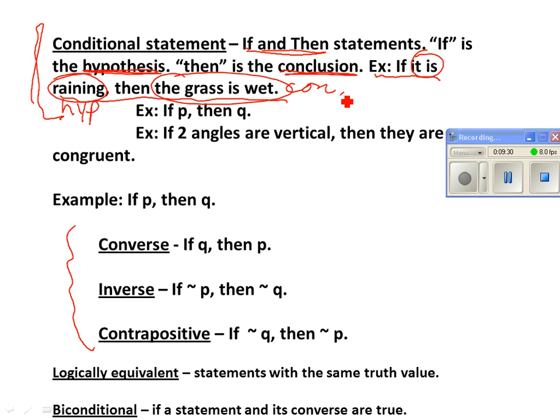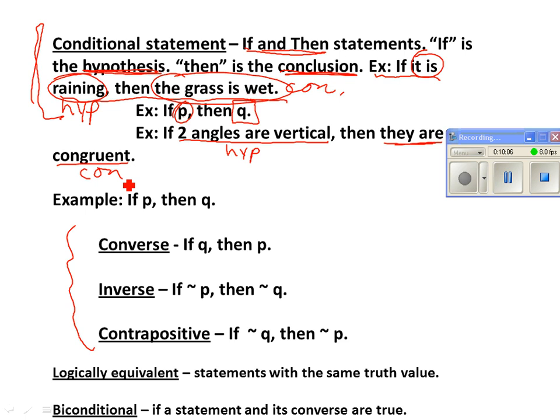What's the hypothesis in this next one? If P, then Q. What's the hypothesis? P. What's the conclusion? Q. All right? So hypothesis, conclusion. Next one, if two angles are vertical, then they are congruent. What's the hypothesis there? Two angles are vertical. That's the hypothesis. Conclusion is they are congruent. Right.